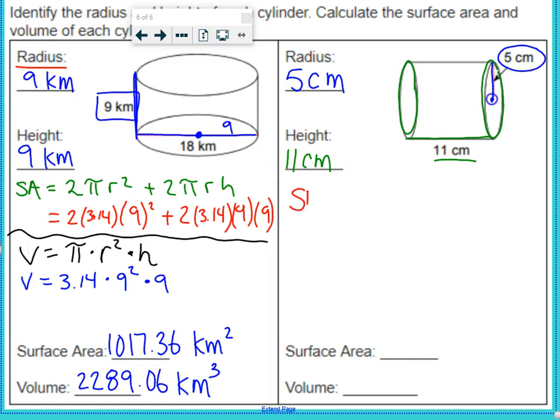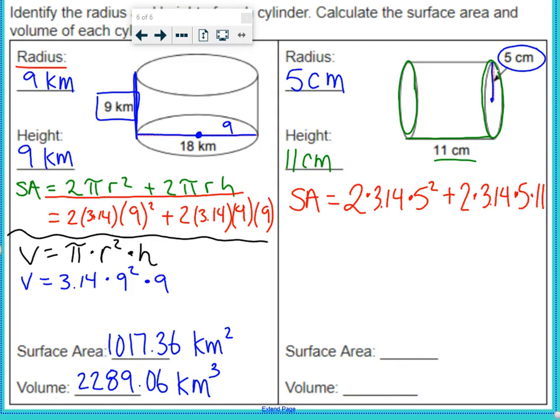So we have surface area, and you can see the formula right here. And we're just going to plug in the pieces. 2 pi is 3.14 times radius. Well, radius is 5 squared, plus 2 times pi times the radius, 5, times the height, 11. So now this time I'm using the multiplication symbol instead of the parentheses, and I'm just using that to show you that it works both ways. The parentheses are just grouping the numbers for multiplication, so whichever way you prefer is fine.